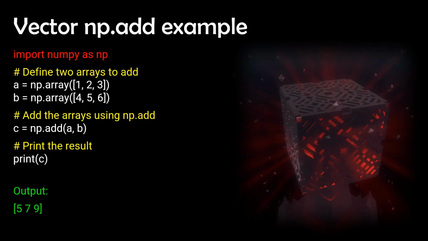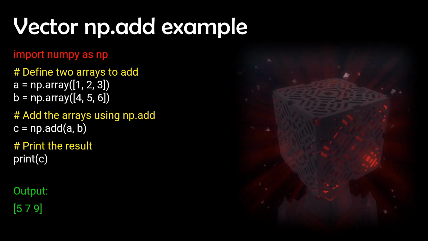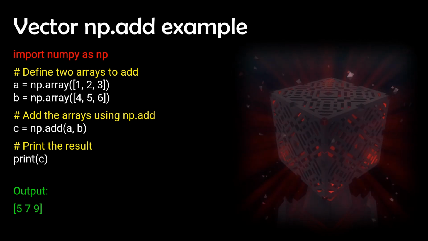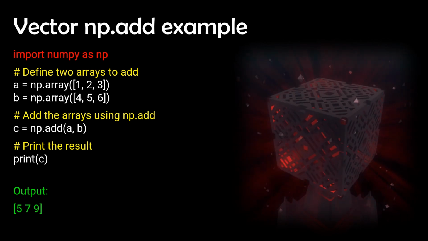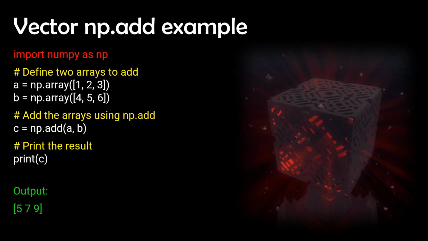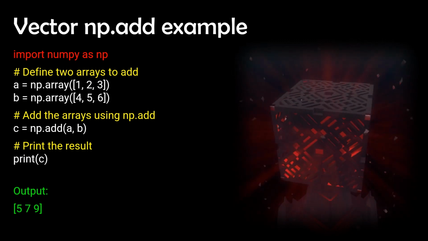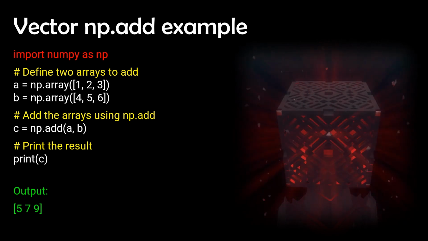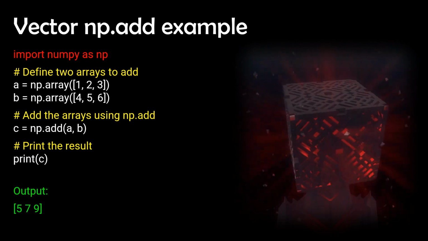Vector np.add example. In this example, we first import the NumPy library and define two NumPy arrays A and B with the same shape. In this case, both are one-dimensional arrays with length 3. We then use the np.add function to perform element-wise addition of the two arrays and store the result in a new array C, which is then printed to the console.